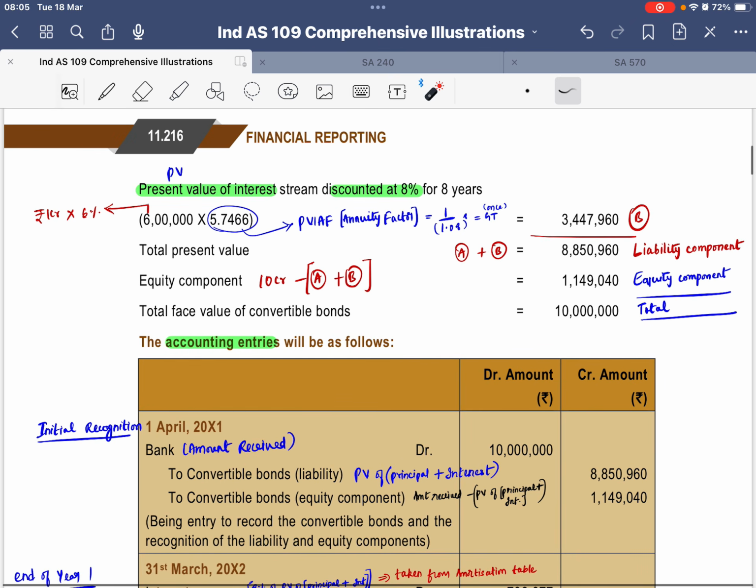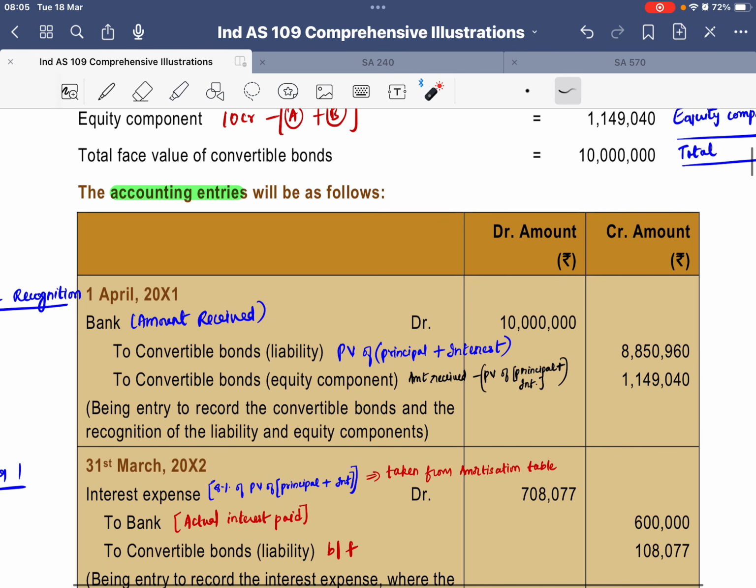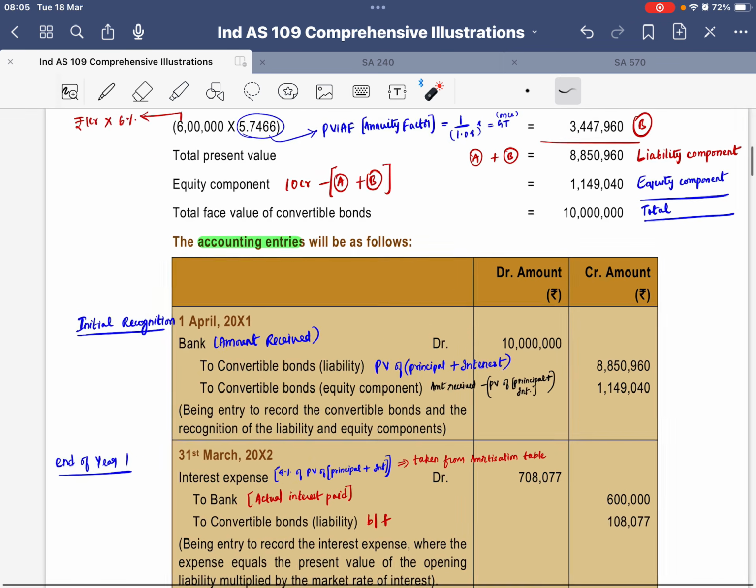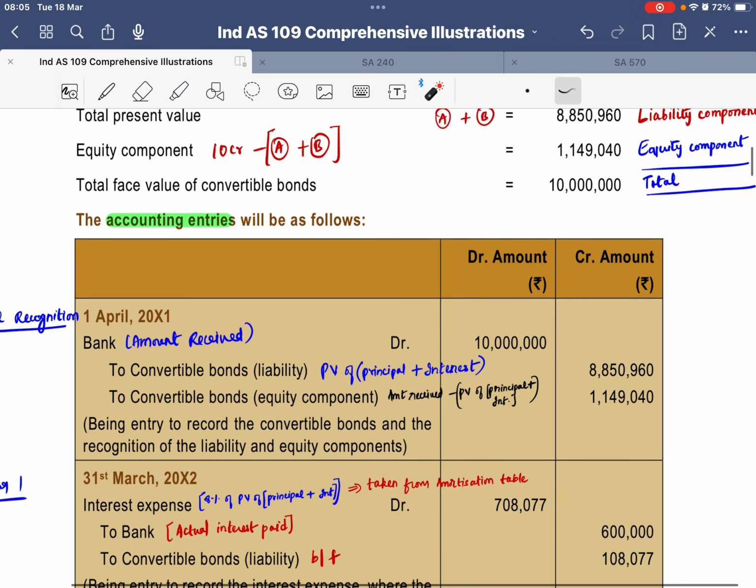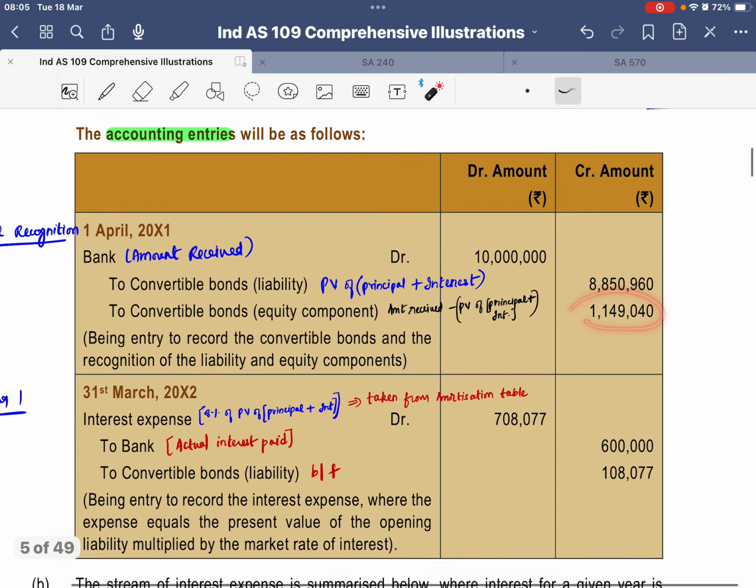Accounting entries. Initial recognition. Bank account debit 10 crore, amount received. To convertible bonds liability, present value of principal plus interest. To convertible bonds equity component, amount received minus present value of principal plus interest.